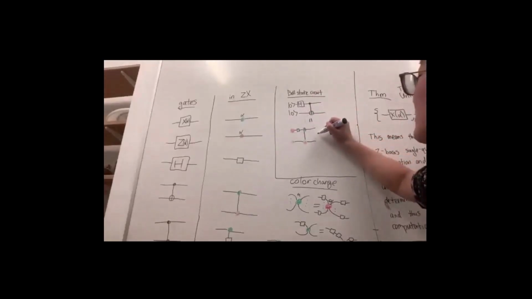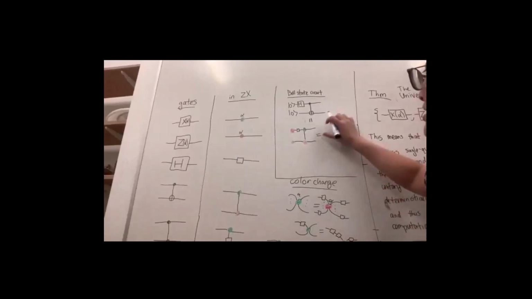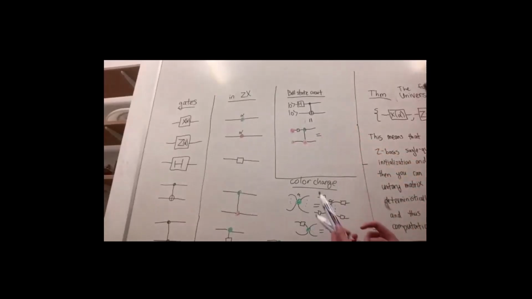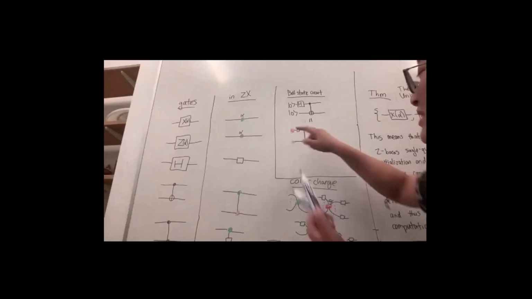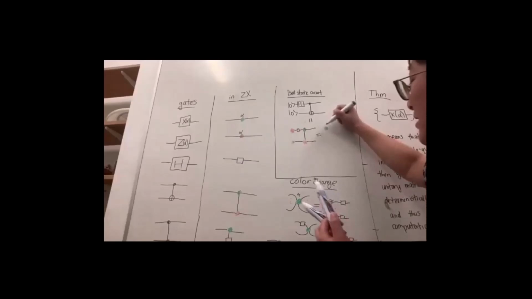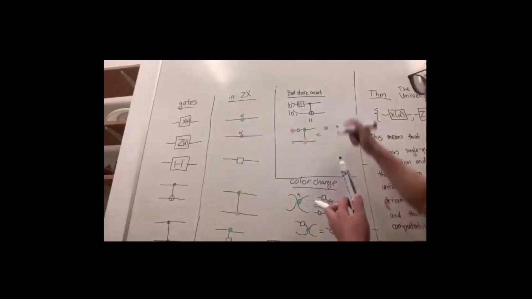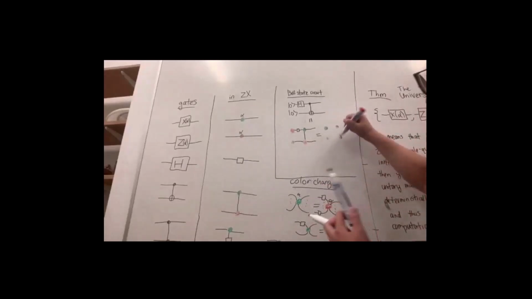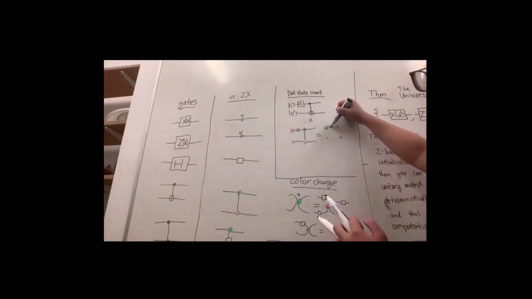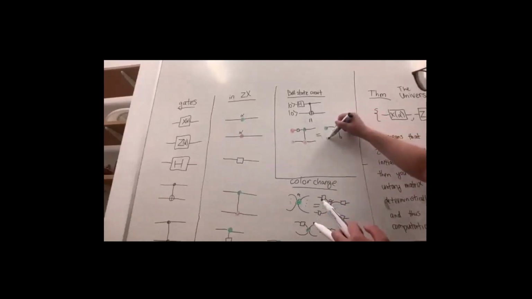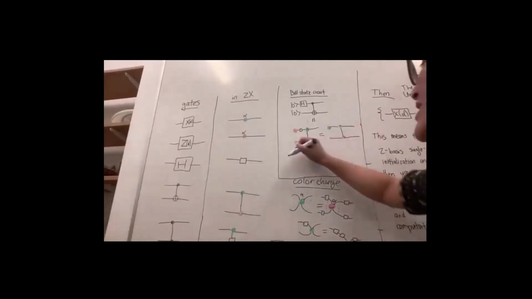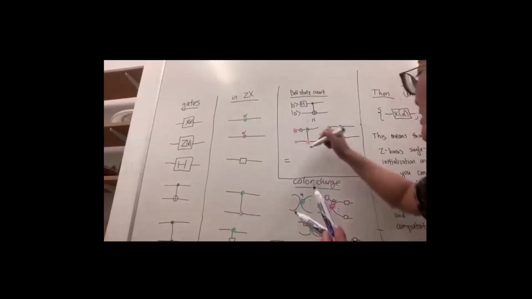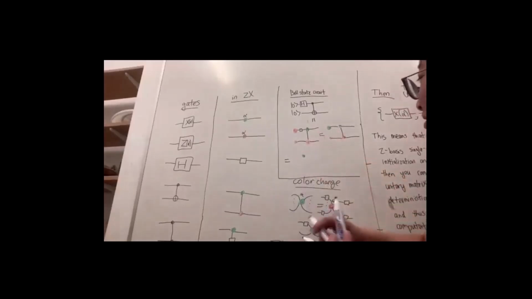Then you can do the color change first. And now this red with this Hadamard, and all of its legs, it just has one leg, is now green. Like this. Then you can do fusion. And you get this.